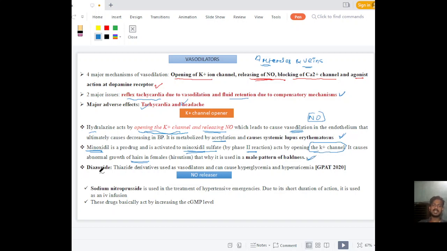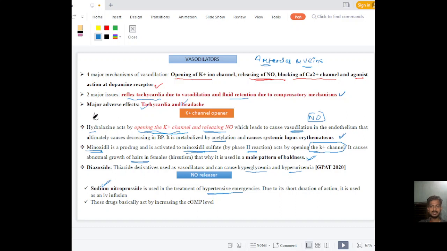Okay, diazoxide, as I told you, is a thiazide derivative used as a vasodilator, and the major side effects are hyperglycemia and hyperuricemia. If we talk about NO releasers, sodium nitroprusside is one of the important drugs of this class, which basically acts by inhibiting hypertension and is used in hypertensive emergency.